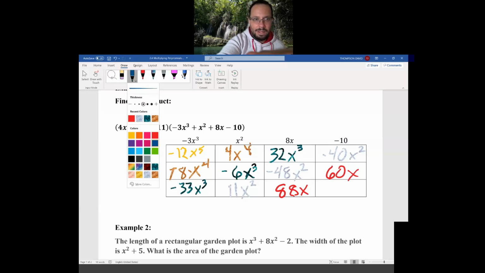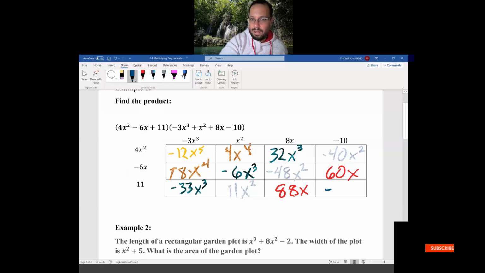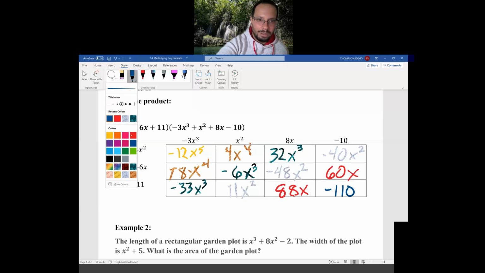Now, take note, our gold terms are all fourth powers. Our ocean colors are all third powers. Our silver colors are all square terms, and our red colors are all x terms. And then we have the negative 12x to the fifth by itself and negative 110 by itself. So let's start putting this together. So we have negative 12x to the fifth.